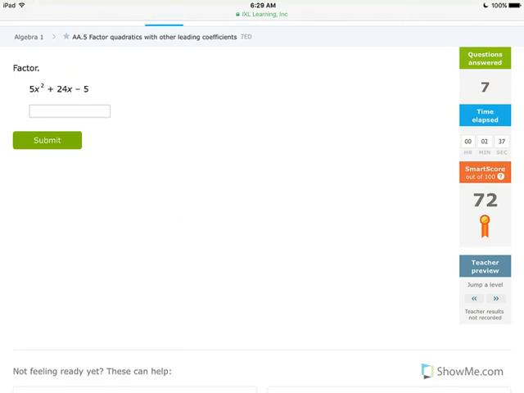And here's another one. This one's a little bit different. It has a negative on the last term, a -5, but the process is the same. You're just going to have to deal with positive and negative numbers. So we're still going to do factors of the back times the front. So the back number is -5, the front number is +5. So -5 times +5 is -25. So we're going to be looking for things that multiply to be -25, but they need to add up to be 24 in the middle.